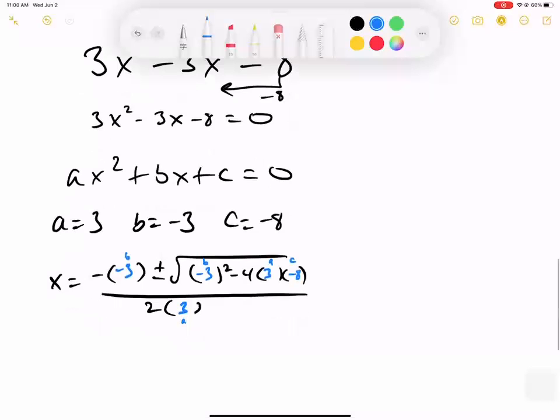All right, so on the side here, I'm going to do my math. Negative 3 squared is, negative times negative is positive. 3 times 3 is 9. Minus 4ac, negative is positive.